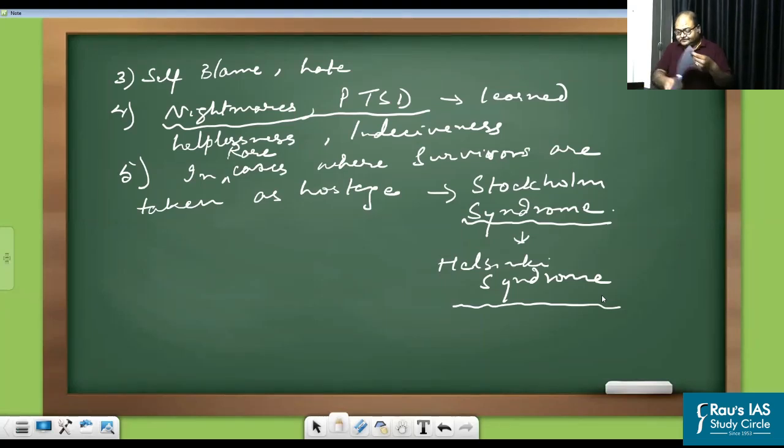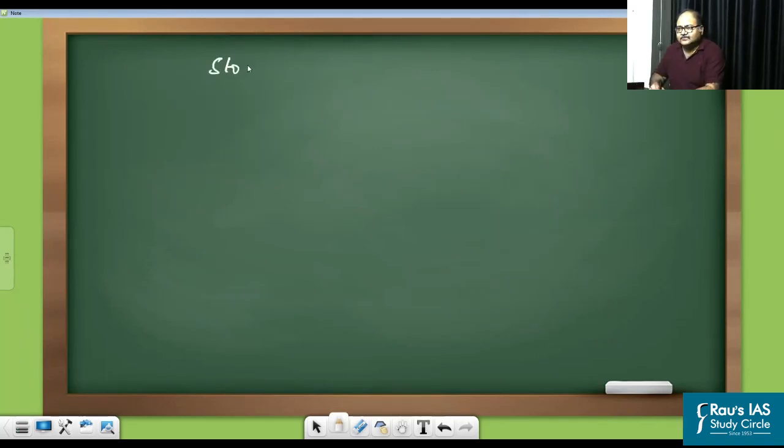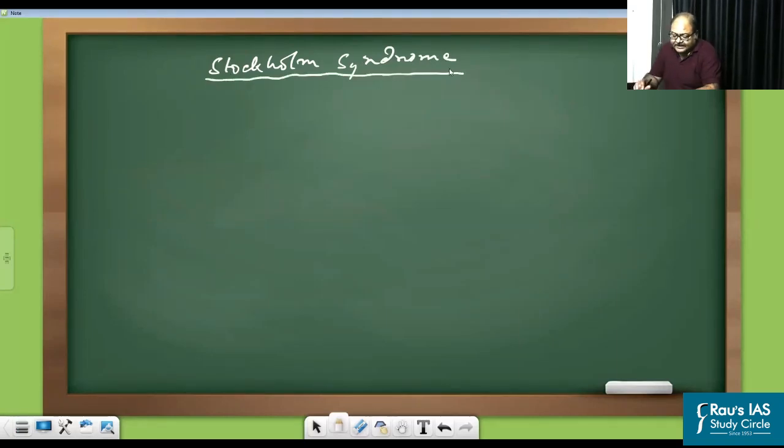Now, what is Stockholm syndrome? This syndrome was first observed in people who were taken hostage during a bank robbery in 1973. This syndrome was for the first time observed in people who were taken hostage in a bank robbery during 1973 in Stockholm. That is why the name Stockholm syndrome. Okay.